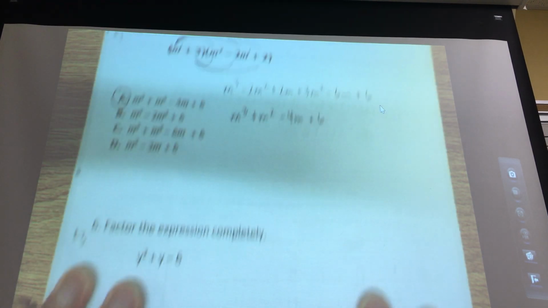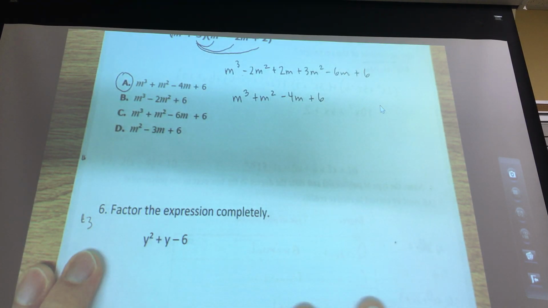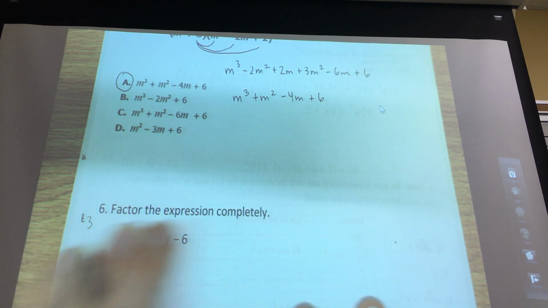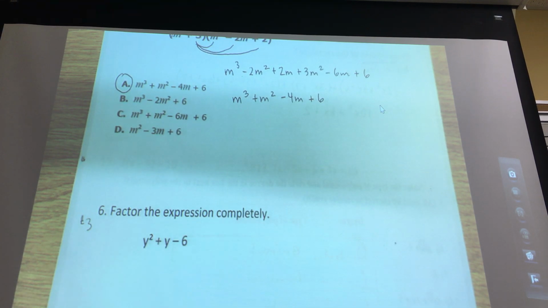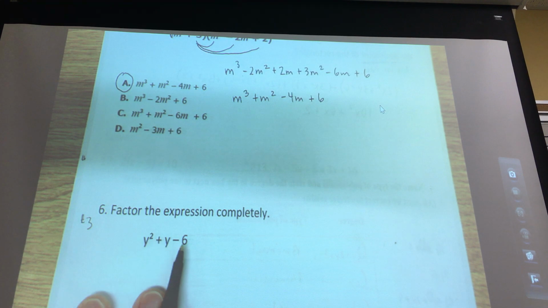Now we're going to move on to number 6. Number 6 was the same as number 3 on the other summative. This says factor the expression completely. So the first thing we need to look for is if we have a GCF. Well, we look here and we do not have a GCF because this is 1, 1, and negative 6.